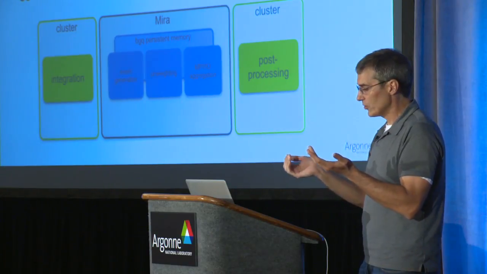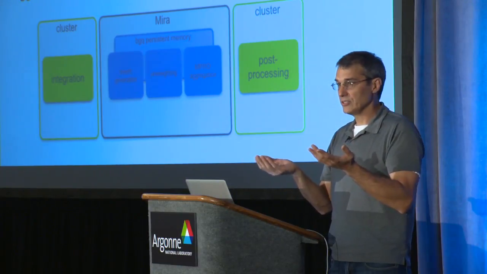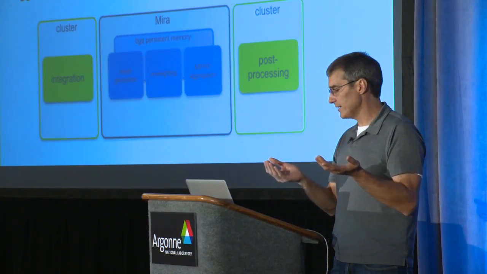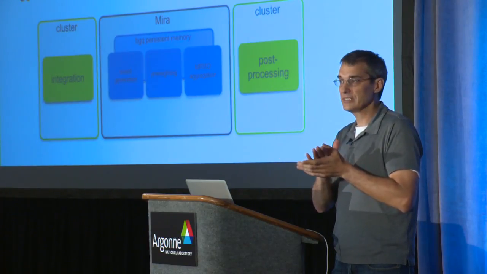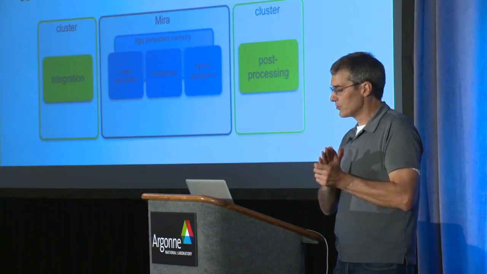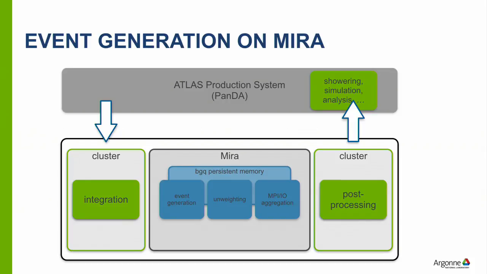In this case, we stored all of the intermediate results in persistent memory on Mira. So each compute node has persistent memory, which is IBM's word for a RAM disk, so that we saved all of that time writing out data to the file system and reading it back in. And then we collected it from persistent memory using collective I/O and wrote it out to a single file, which was then pushed to the HEP cluster for later post-processing. We have other options for optimizing this.